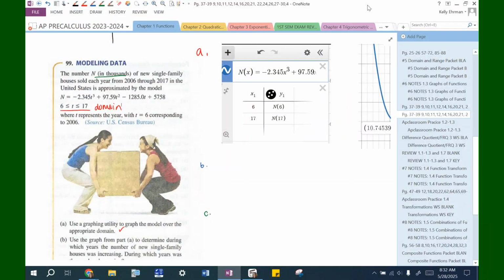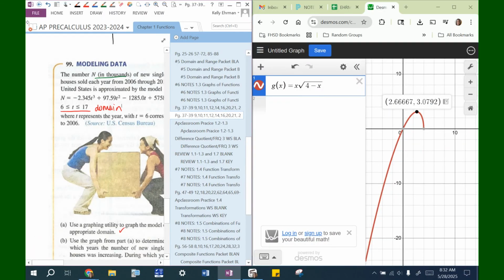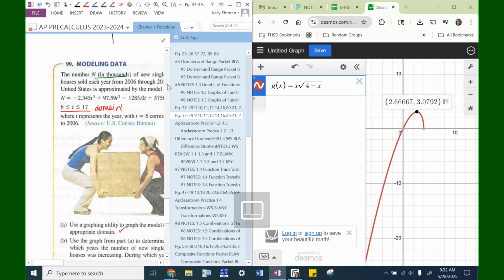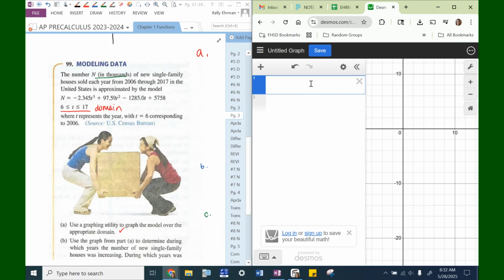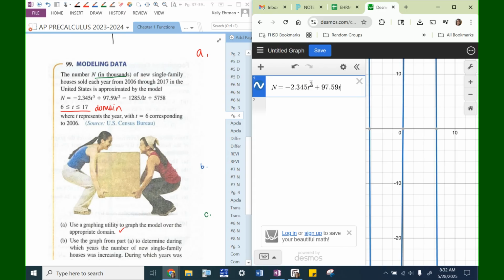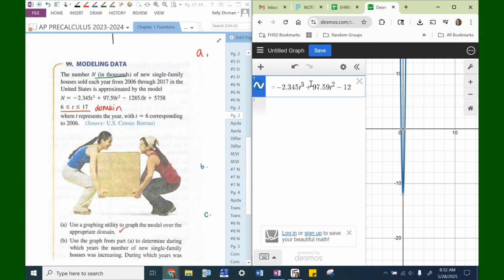So let me split screen here and make this smaller. Okay, so n is equal to, now I think we might need to call it n of t. Let's find out. I'm still learning my Desmos rules as well. So there will be times where I'm like, I don't know, let's see. I've used the TIs for so many years now.